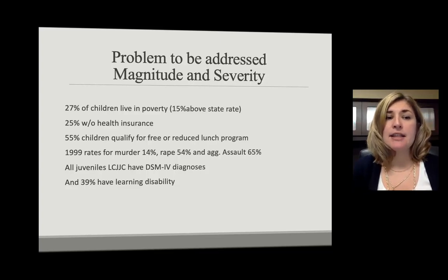And the first section that they did shows that the problems that this program hopes to address include the magnitude and severity within this specific community, which is Lubbock. So in Lubbock, 27% of children live in poverty. That is 15% above the state level. So again, it shows that severity and magnitude. 25% are without health insurance. 55% of children qualify for free or reduced lunch programs. And in 1999, rates for murder was at 14%. Rape was as high as 54%, and aggravated assault was at 65%. All the juveniles in the long-term residential program had a DSM diagnosis, and 39% of them had a learning disability.